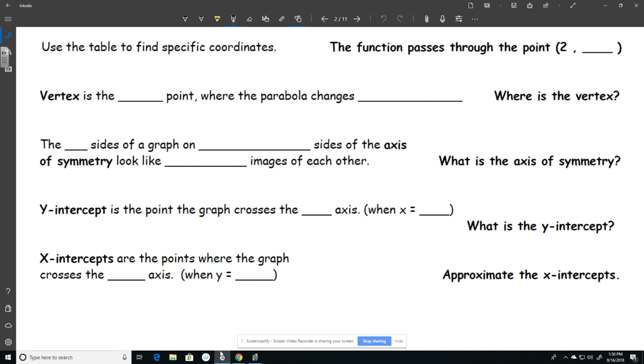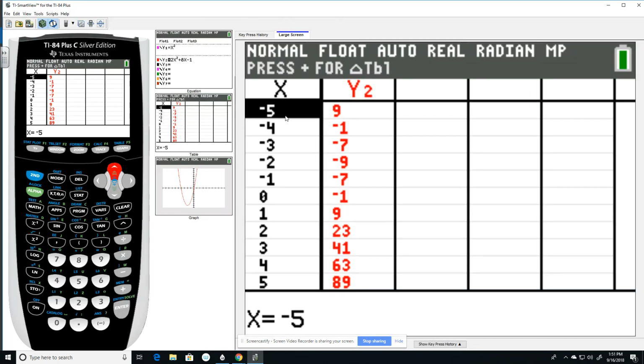So the first thing it wants us to do is use the table to find specific coordinates. So it wants us to use that table function to find where the function passes through the point where x is equal to 2, and we don't know what the y is. So I go back to my table, and I find where 2 is at, which is right here. And when x is equal to 2, y is equal to 23.